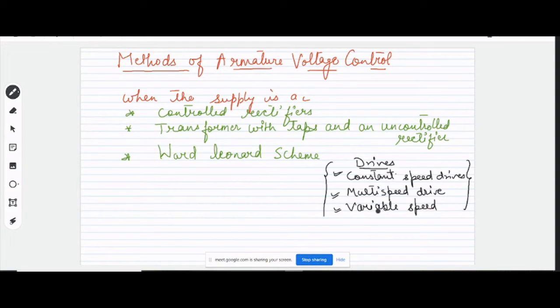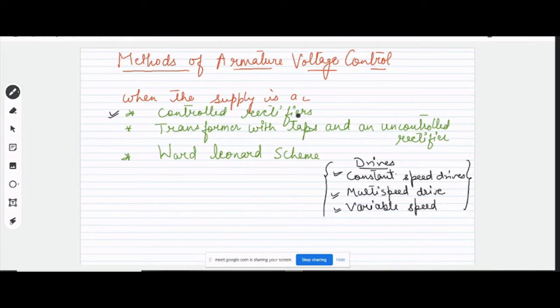Right. Basically, these are the three kinds of drives we can have based upon their speed profile. We may have a constant speed drive, we may have a multi-speed drive. Multi-speed drives are capable of operating at different speeds, but only on discrete speeds, in fixed discrete steps. Whereas variable speed drives can operate at every speed in a certain range, and you can vary the speed steplessly, whereas in multi-speed drives your speed will vary in steps. Is this clear, bachcho? Yes, sir.